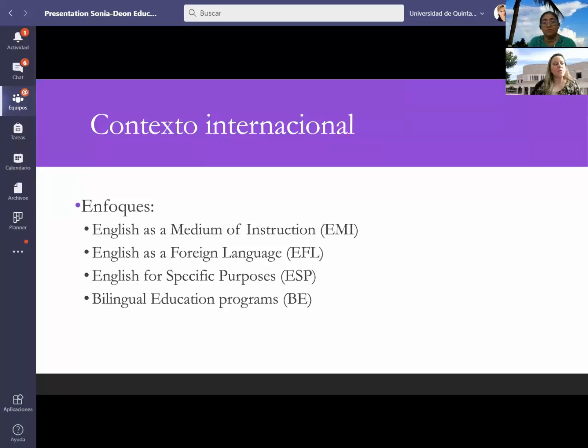Entonces, entrando un poquito más a detalle en el contexto internacional, por ejemplo, vemos que se empiezan a manejar en cuanto a la enseñanza del inglés diferentes enfoques. Empezamos a hablar del English, for example, as a medium of instruction, right? So the EMI. En este caso se refiere a que asignaturas de contenido se impartan a través del inglés o se impartan en inglés, ¿no?